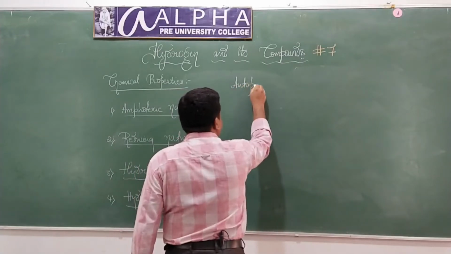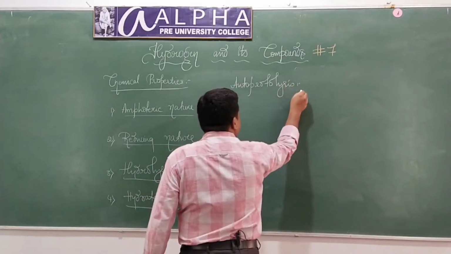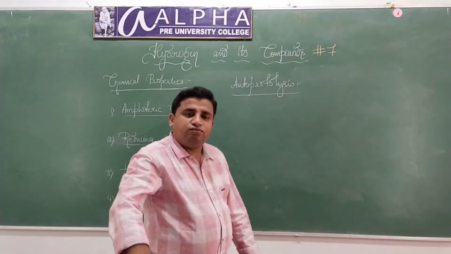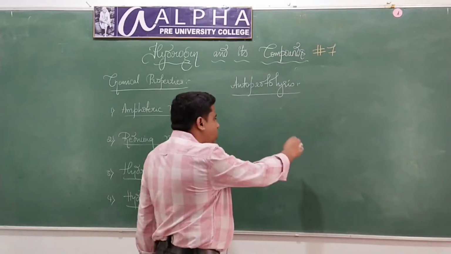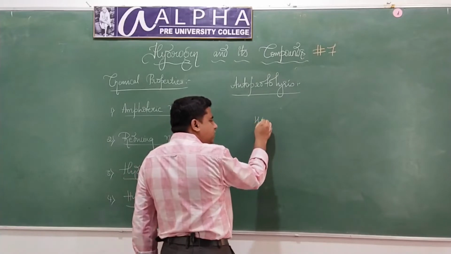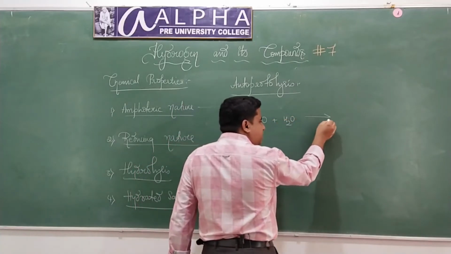I can also explain the amphoteric nature of water by a reaction called autoprotolysis. I can also explain the amphoteric nature of water by using what? Autoprotolysis. What do you mean by autoprotolysis? When water reacts with water, this is the reaction between two water molecules.